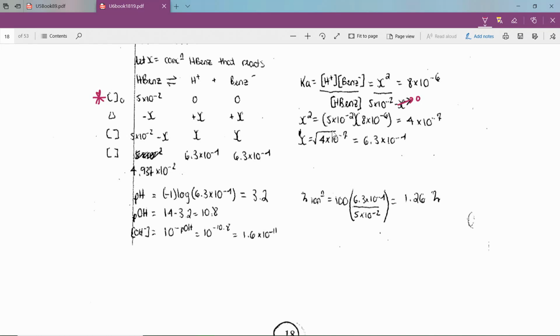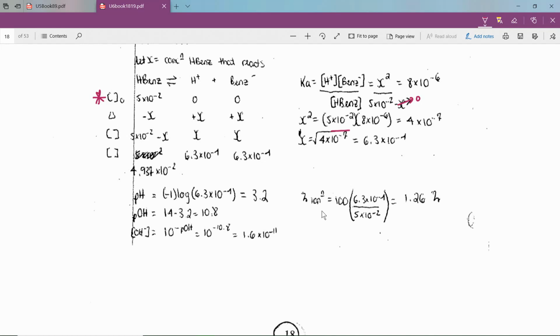Take the square root, and you get 6.3 by 10 to minus 4. So that allows us to get the pH, minus 1 times the log of 6.3 by 10 to minus 4. The A minus is also 6.3 by 10 to minus 4. The pOH is 14 minus 3.2. The OH minus is 10 to the minus 10.8, 1.6 by 10 to the minus 11.